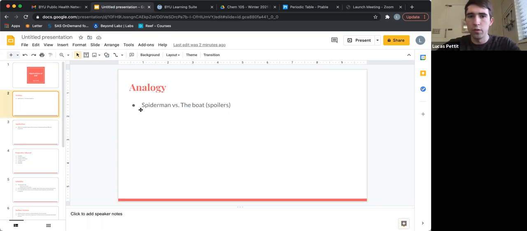Something I wanted to start off with was an analogy. And beware, there's spoilers here. This is about the Avengers. If you guys have seen Spider-Man Homecoming with Tom Holland, there's a scene in that movie where a boat gets chopped in half pretty much by the laser. And Spider-Man tries to stick everything together as strong as he can. He's holding it together as strong as he can, kind of in the middle, but he just isn't quite strong enough. And eventually the boat starts to break apart again.